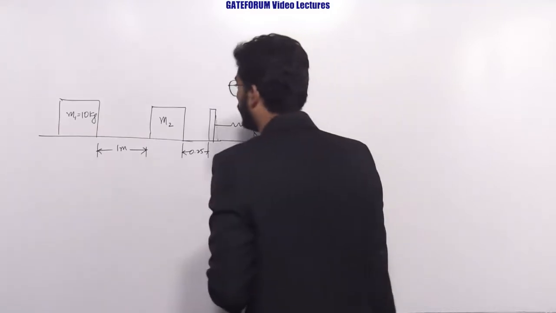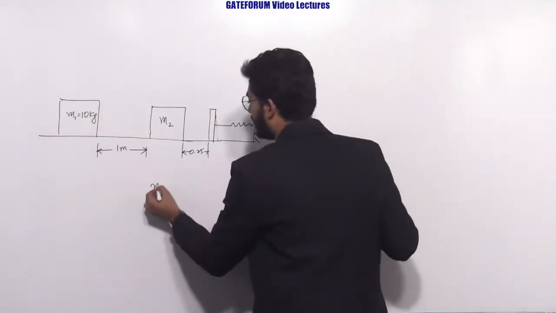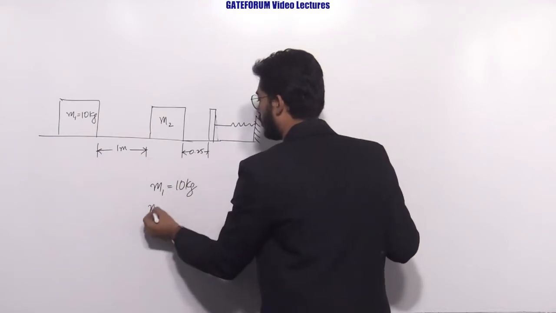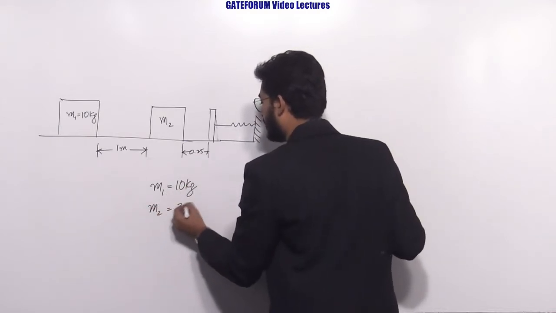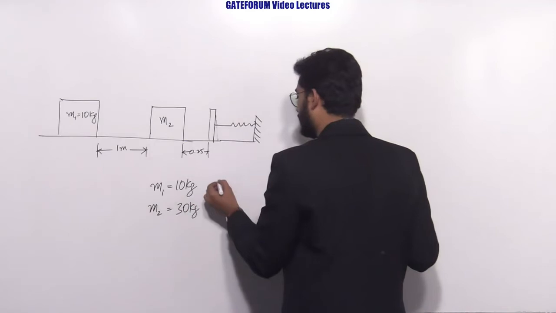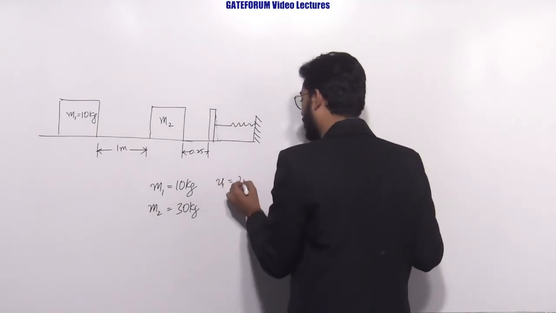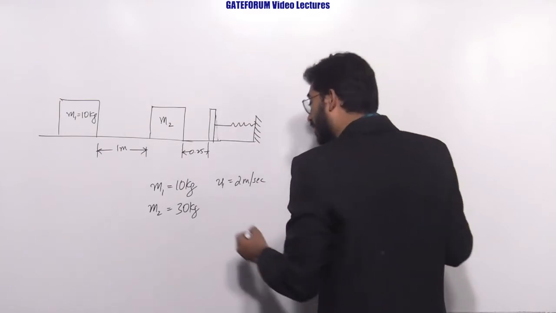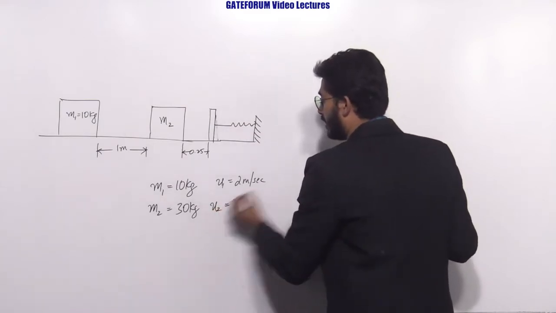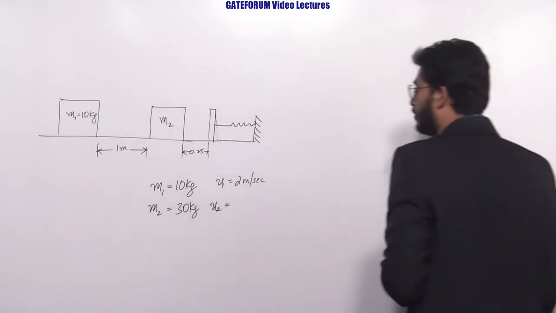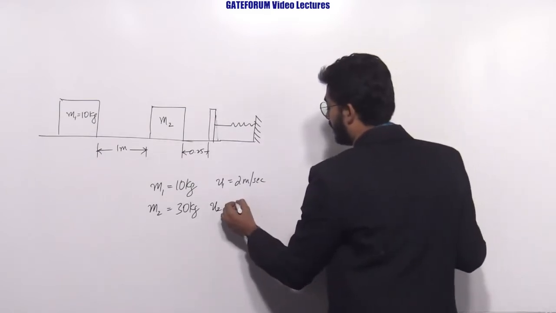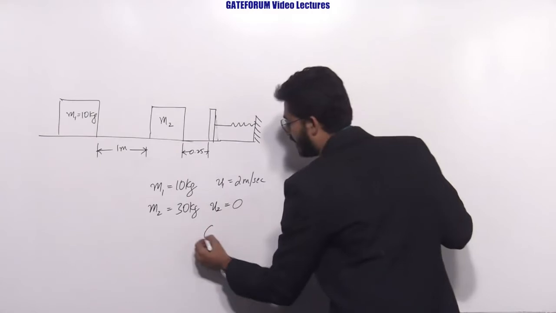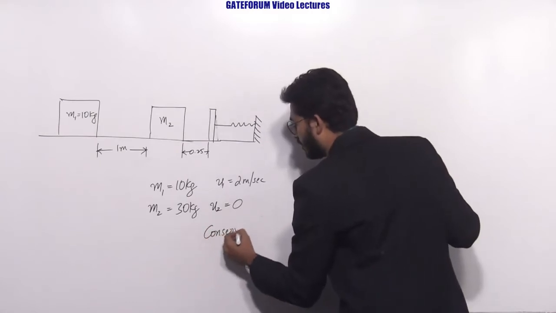So right now m1 is given as 10 kg, and m2 is given as 30 kg. The initial velocity of m1 is 2 meters per second, and u2, the initial velocity of m2, is 0. So we can apply conservation of momentum.